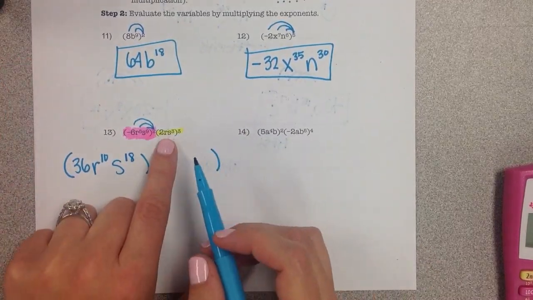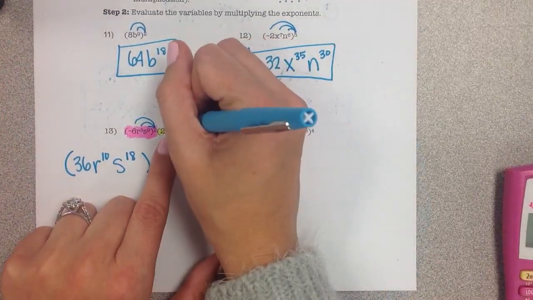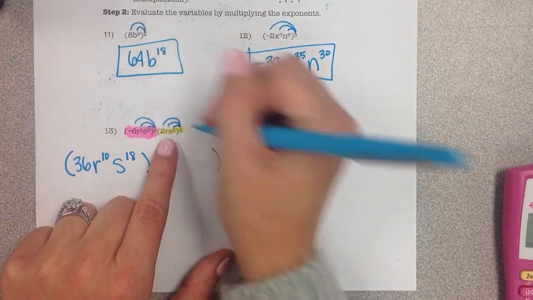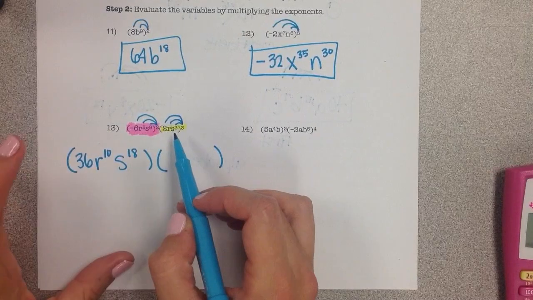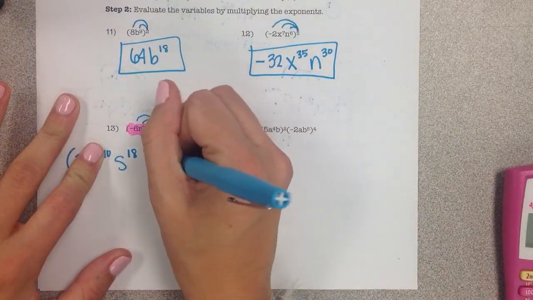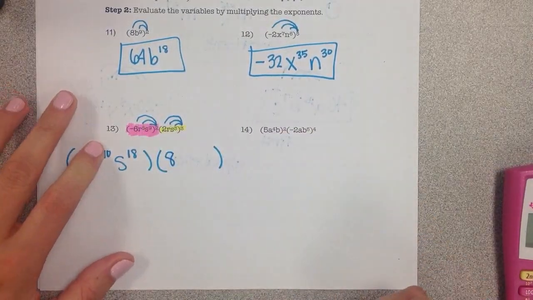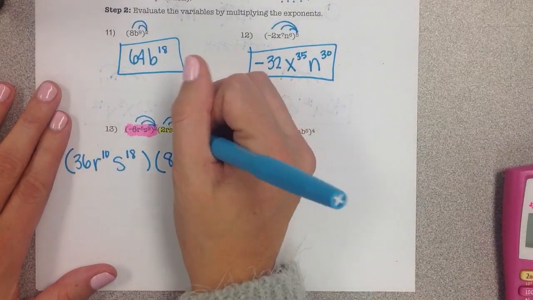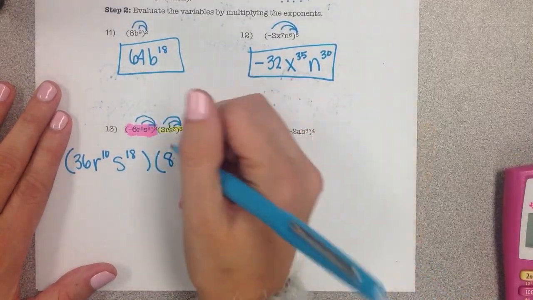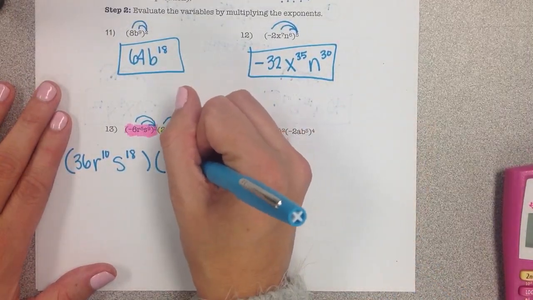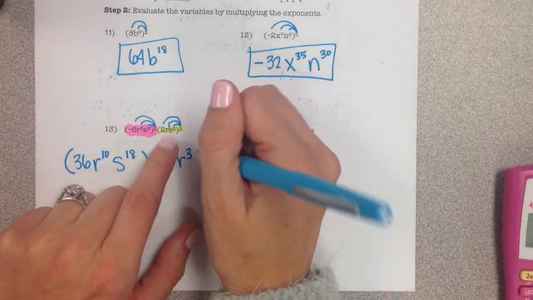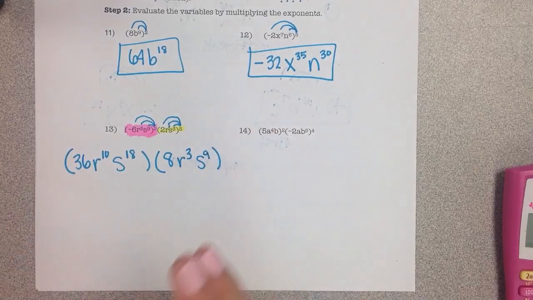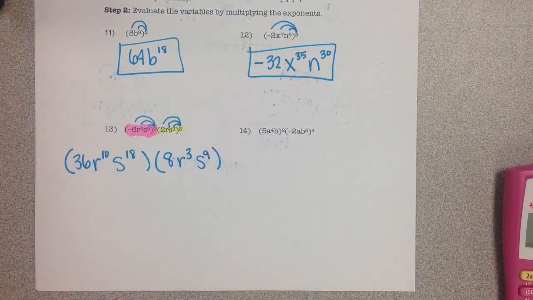Now we're looking at the second part here. This 3 is applying to all 3 parts on the inside. 2 to the 3rd power, 2 times 2 times 2 is 8. It's not 2 times 3. r to the 1st to the 3rd power, 1 times 3 is 3. And s to the 3rd to the 3rd, 3 times 3 is 9. Okay? We've done the exponents.